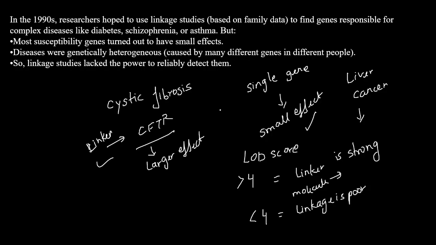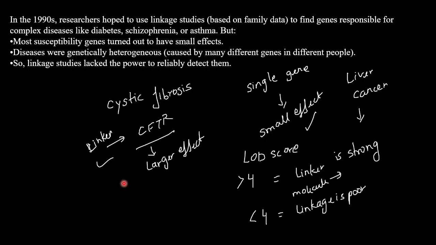But what happens in complex diseases? Each gene has a very small effect. When you calculate the LOD score in complex diseases, where a single gene makes a very small effect and multiple genes together make a larger effect, you will never find a LOD score more than 4, and you will say, okay, this gene is not having any effect. So that's how you miss the disease causing gene.